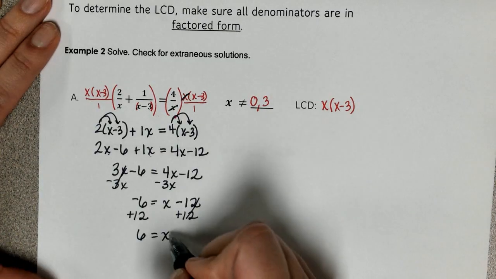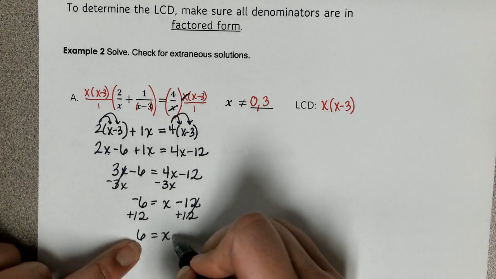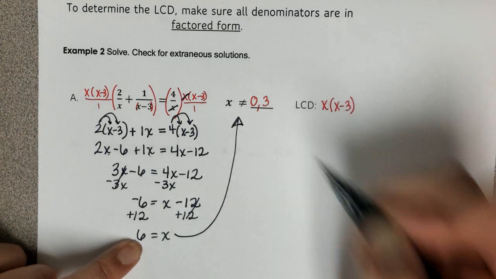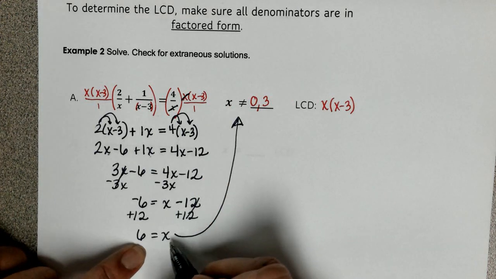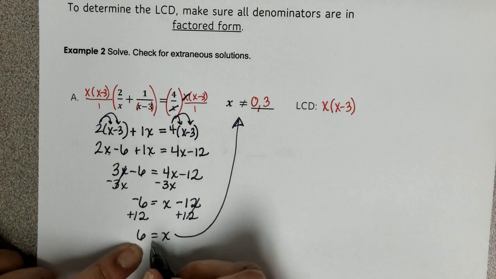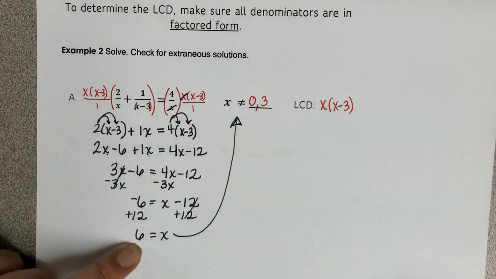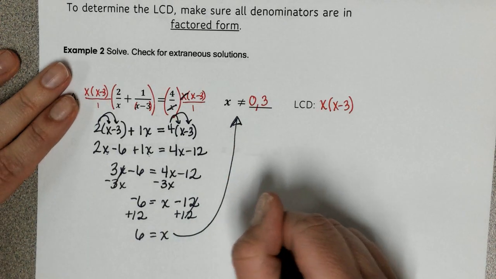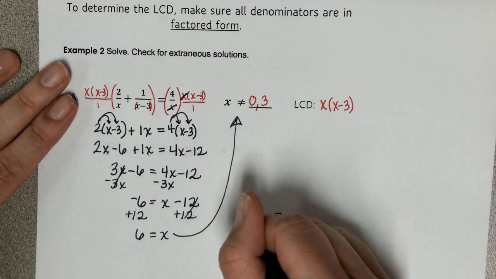Okay, and then we just have to take a look, look back up at our restrictions. If our answer matches a restriction, we have to get rid of it. And it doesn't. 6 is not one of our excluded values, so we get to put 6 in the solution set.